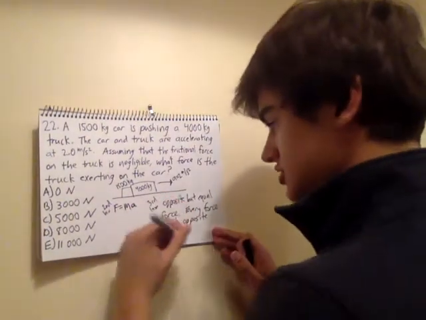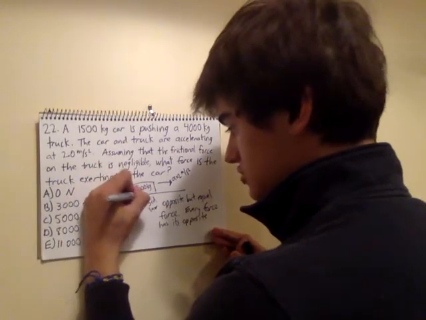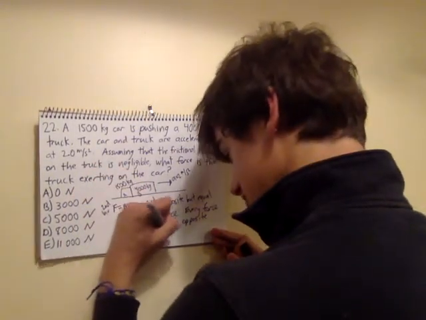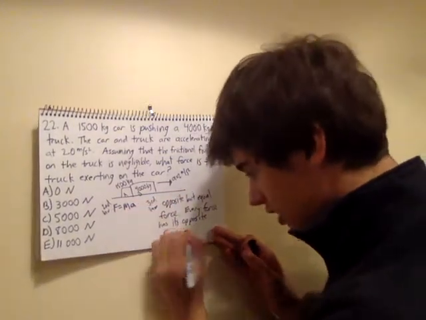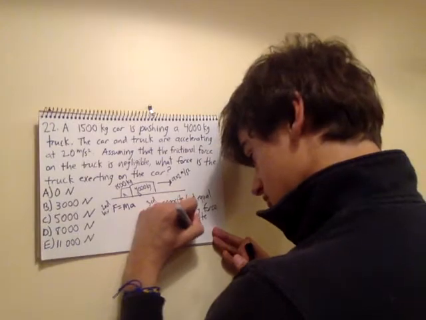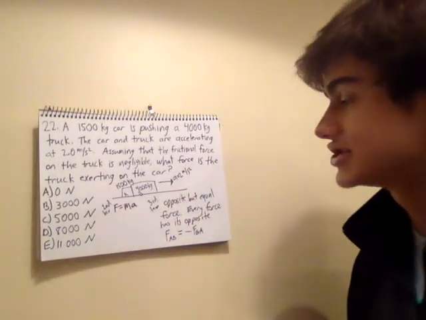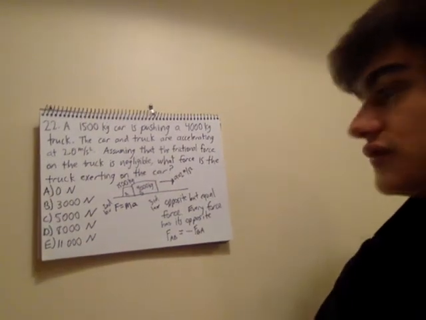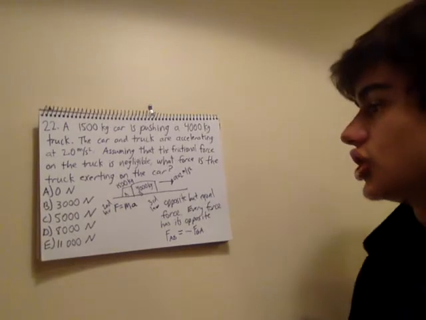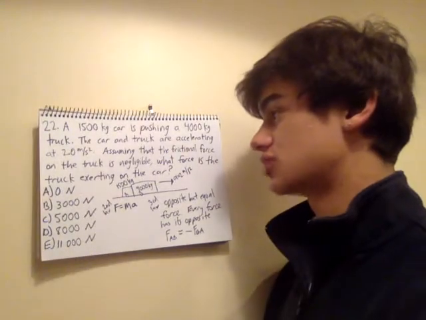This can be written as, let's call this the smaller car A and this one B. The force of A on B is equal but opposite to the force of B on A. Alright, let's apply that to this situation. So, what we are trying to find out is what force is the truck exerting on the car. First, let's find out what the car is exerting on the truck.